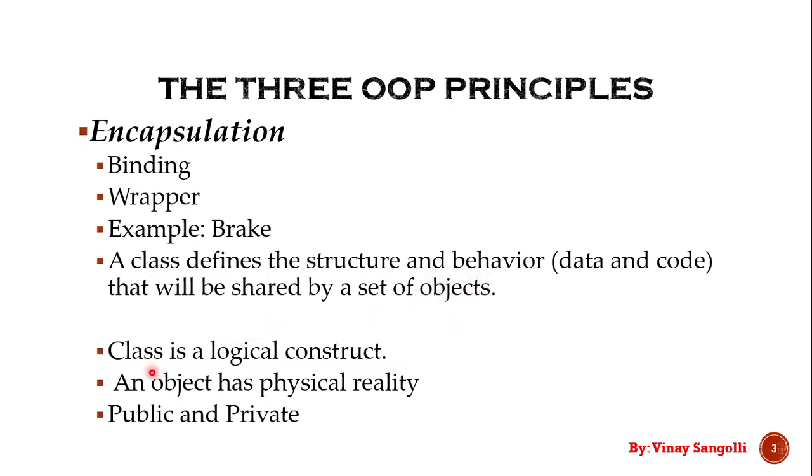Okay. That means what now? A class is nothing but a logical construct, whereas an object is a physical reality. Fruits. Have you touched and seen a fruit? No. But you know that apple is a fruit. That means apple is an object which is physically available, but fruit is just a logical construct which we have decided that it is a fruit.